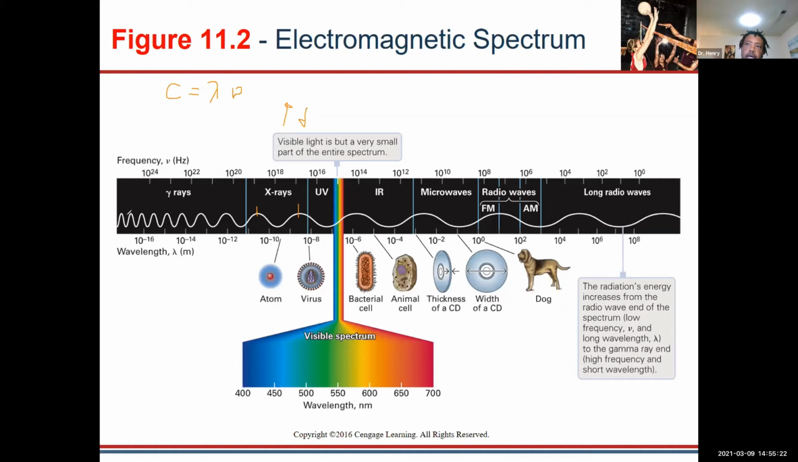As we look at this, gamma rays have the smallest wavelengths, X-rays are a little bit bigger, and UV rays are bigger. As the wavelengths increase, we'll notice that the frequency decreases. Okay, make sense? Yeah.